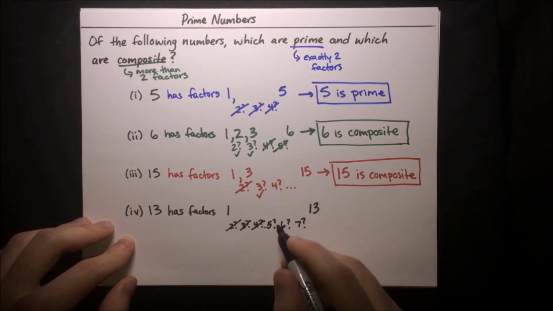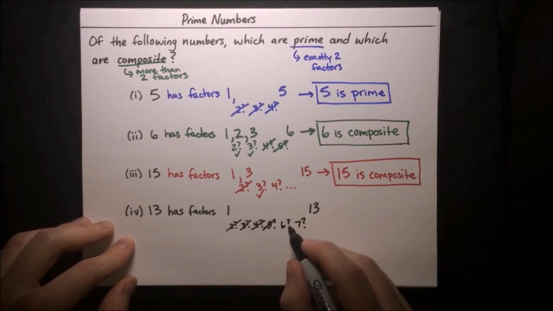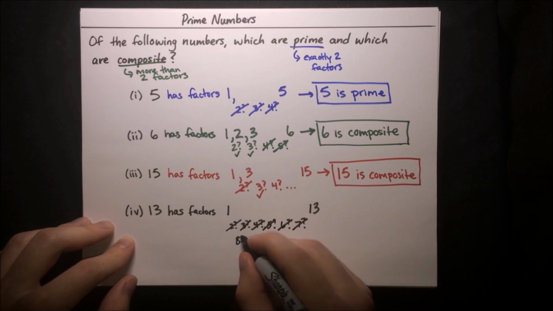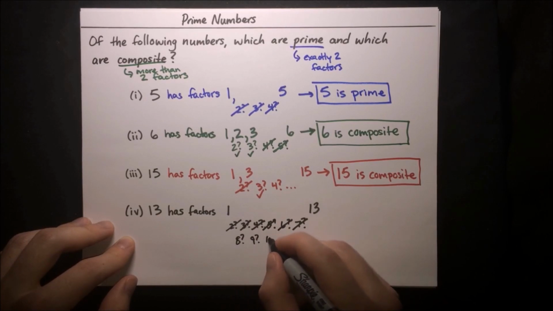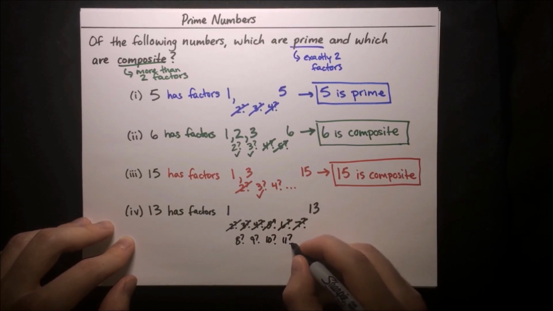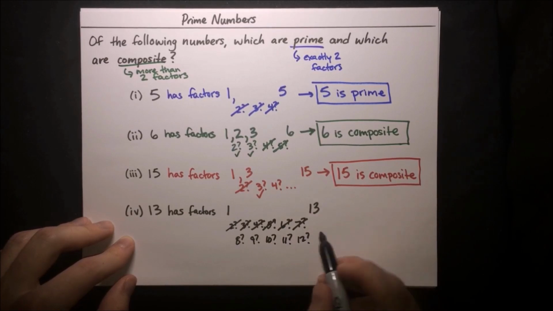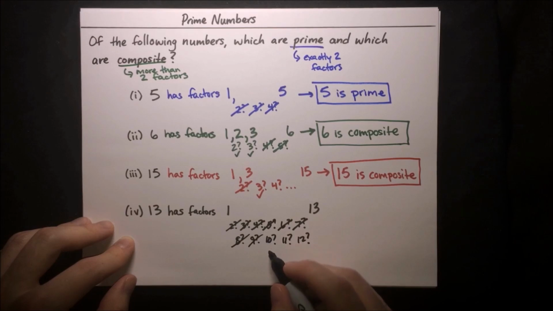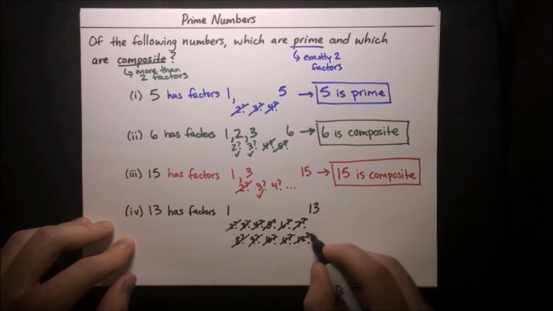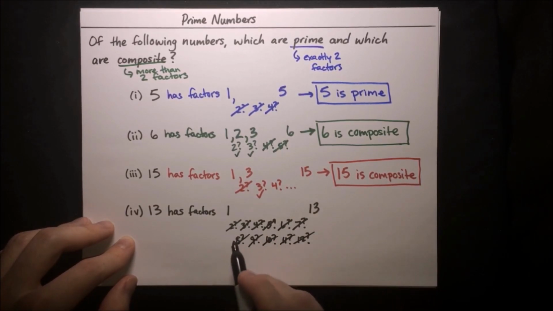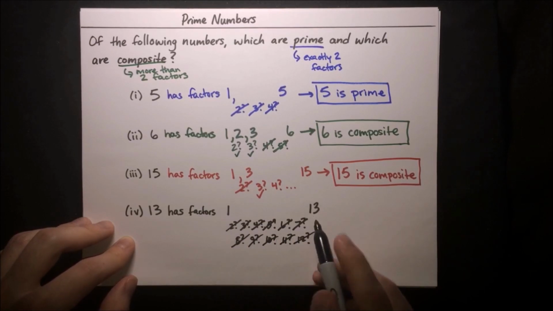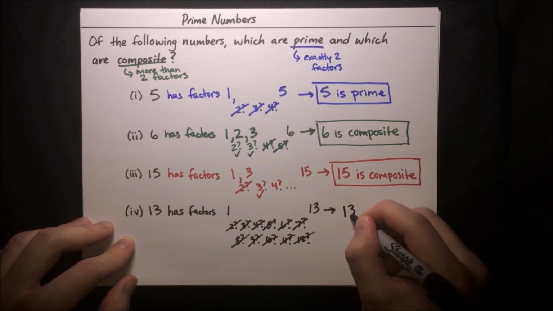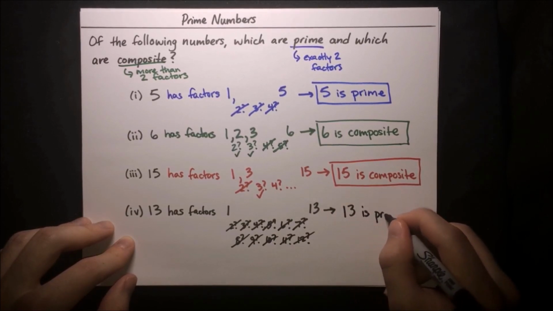Is 13 divisible by 5? No. How about by 6? No. By 7? Nope. How about 8 or 9 or 10 or 11 or 12? Let's check. Is 13 divisible by 8? Nope. Not 9 either. Not 10, not 11, not 12. So we've got all the possibilities in between and we're just left with 1 and 13. So that's only 2 factors, which means that 13 is prime.